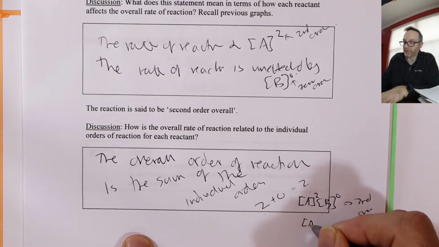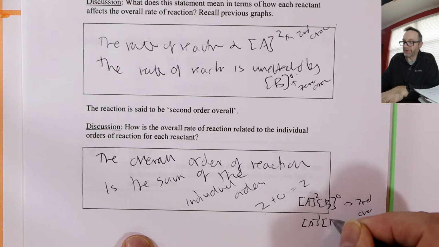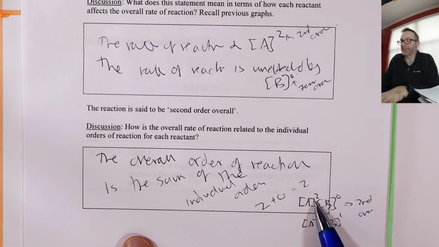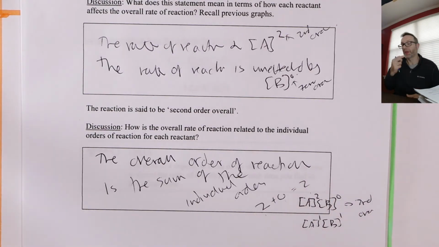If I had two first orders, this isn't what we had just now, but let's say it was, that would also be second order overall. A first order and a first order is second order overall, as is a second and a 0. Just sum the orders.